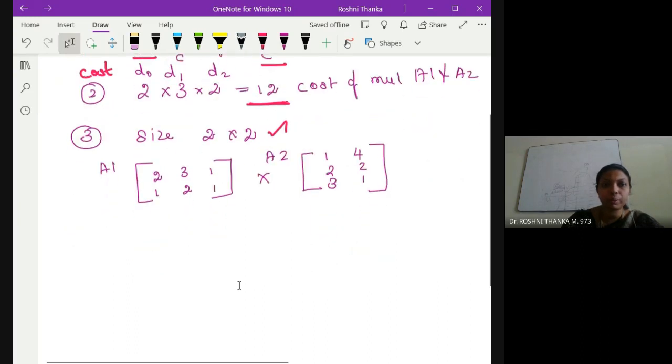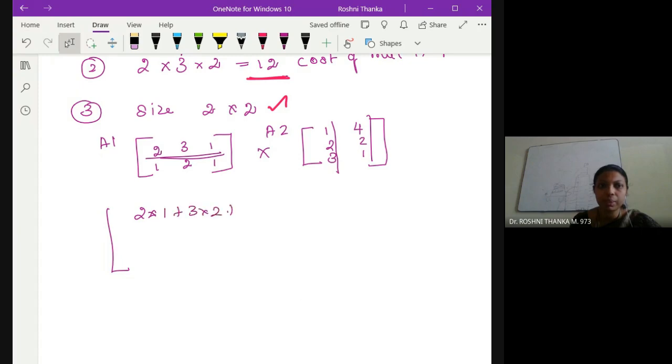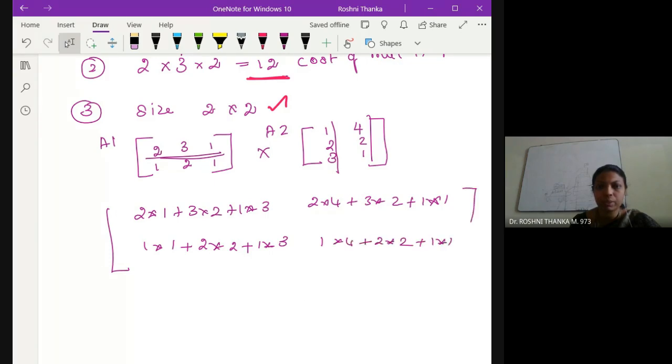If I multiply these two matrices, how will I get it? How will I do the multiplication? You know this, right? This row and this column will be multiplied, and this row and this column will be multiplied. So it will come as 2 into 1 plus 3 into 2 plus 1 into 3. Similarly, 2 into 4 plus 3 into 2 plus 1 into 1. Likewise, here you will get 1 into 1 plus 2 into 2 plus 1 into 3. And here 1 into 4 plus 2 into 2 plus 1 into 1. This is the resultant matrix.